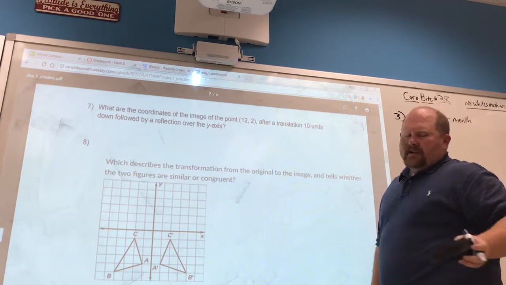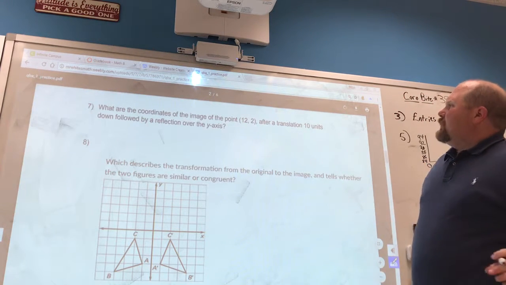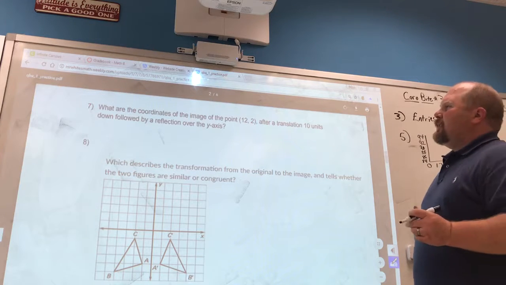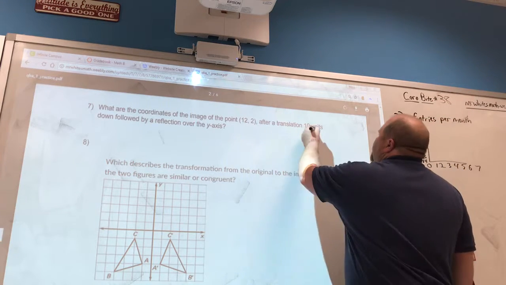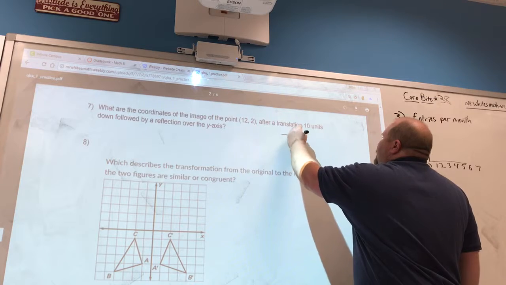7. What are the coordinates of the image of the point 12, 2 after translation 10 units down followed by a reflection over the y-axis? Well, 10 units down, that's going to be a -10.